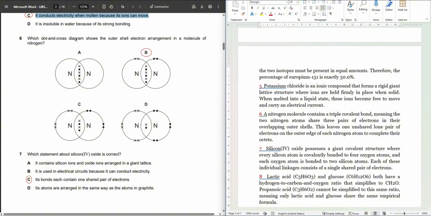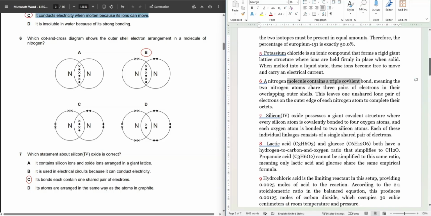Which dot and cross diagram shows the outer shell electron arrangement in a molecule of nitrogen? Now we have different nitrogen molecules presented here. Our answer is B. The explanation is that a nitrogen molecule contains a triple covalent bond, meaning the two nitrogen atoms share three pairs of electrons in their overlapping outer shells. This leaves one unshared lone pair of electrons on the outer edge of each nitrogen atom to complete their octets. Hence, this explanation goes to option B.